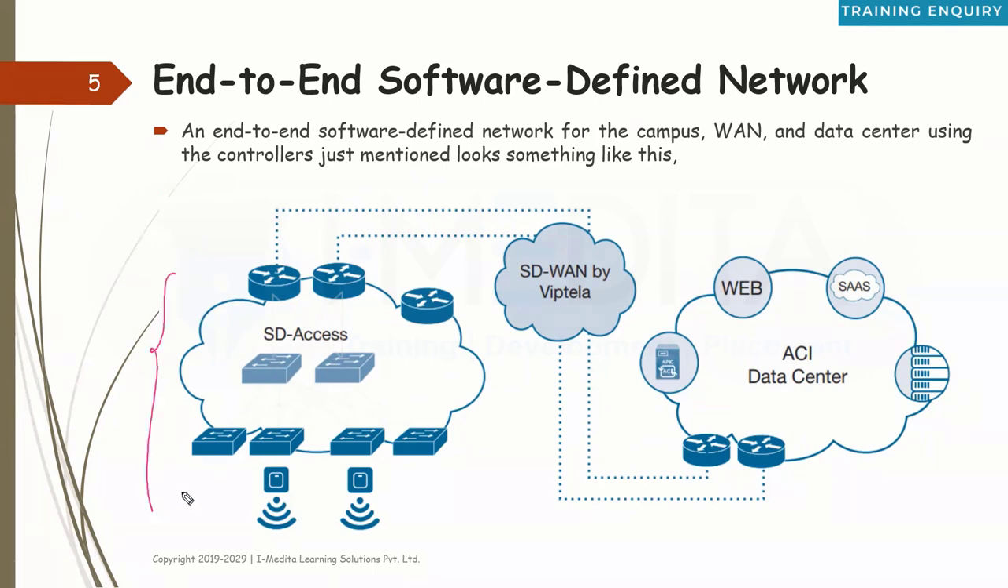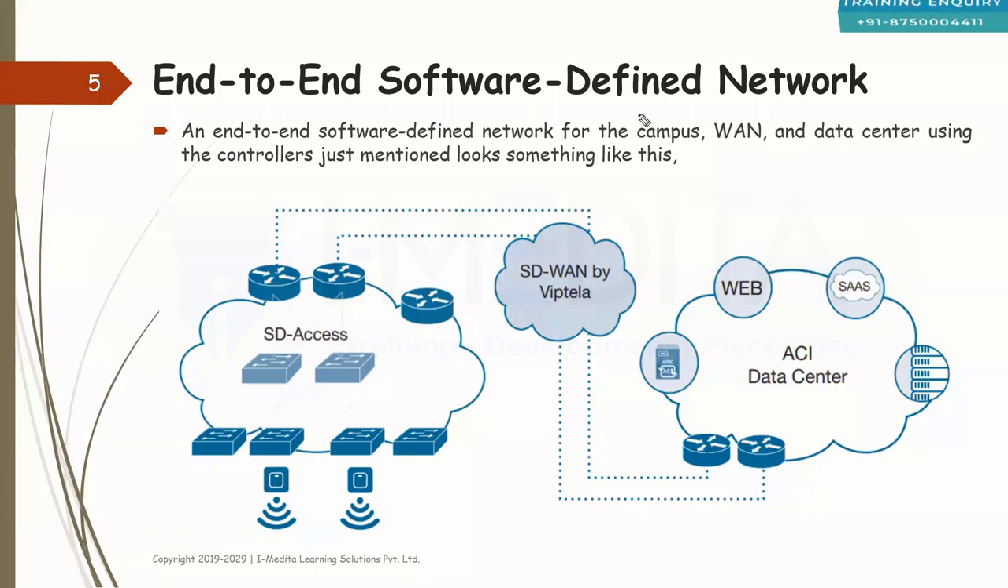SDA for the LAN, ACI for the data center, and to connect the edge to edge, like WAN-edge router to WAN-edge router in a secure fashion, we are going to have the SD-WAN powered by Viptela. As end-to-end solution for SDN will look like, okay, not SD-WAN. This is the end-to-end solution from your branch to the data center to the headquarter.